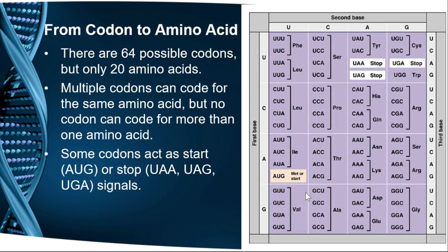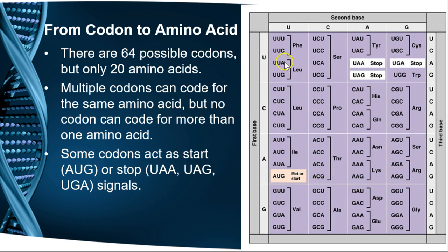Now, how do we know which amino acid the codon codes for? If you think about it, there are 4 nucleotides, and when you start doing all the combinations, there are 64 possible codons. You could have UUU, CAA, AAG, GCC, whatever. But there are only 20 amino acids. So what this means is that multiple codons can code for the same amino acid. No codon can code for more than one amino acid, but many codons can code for one single amino acid.